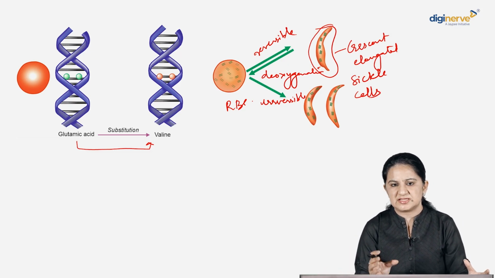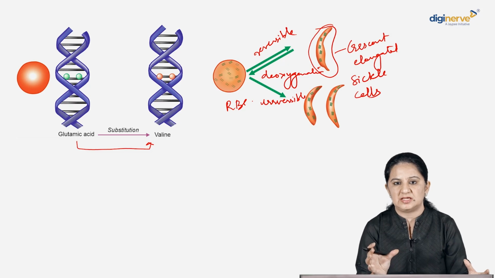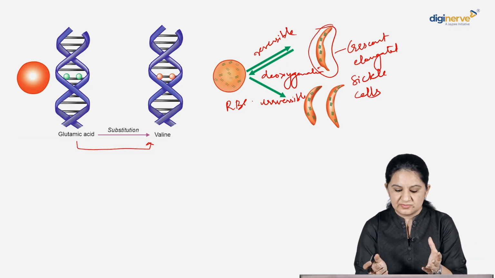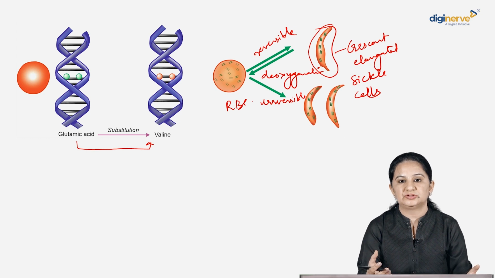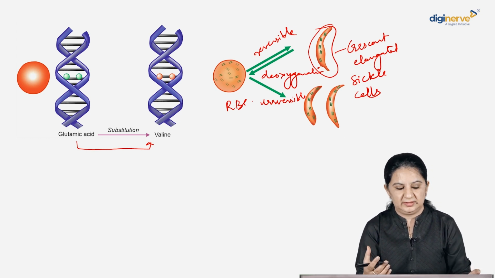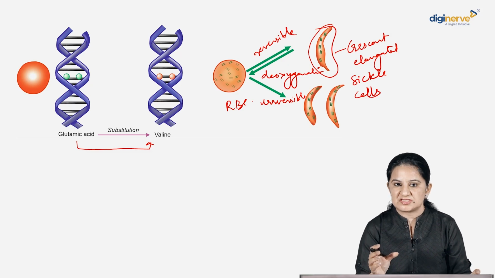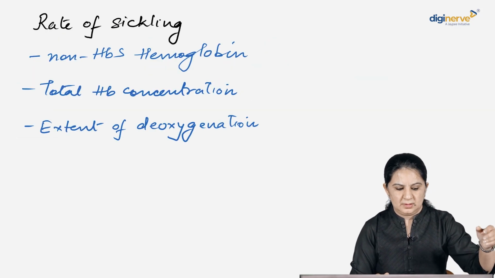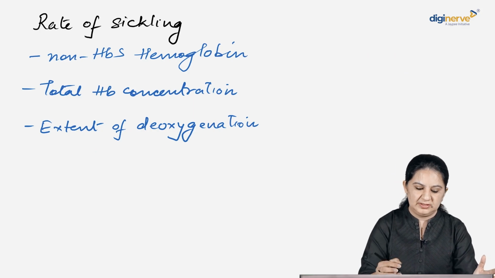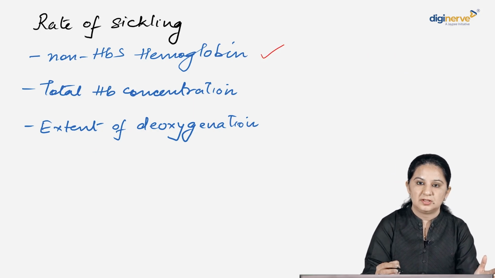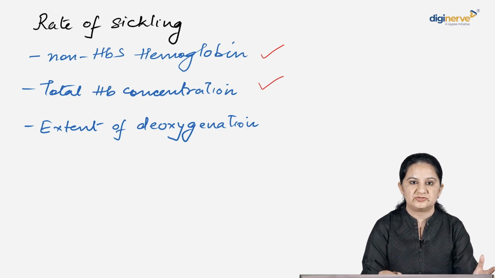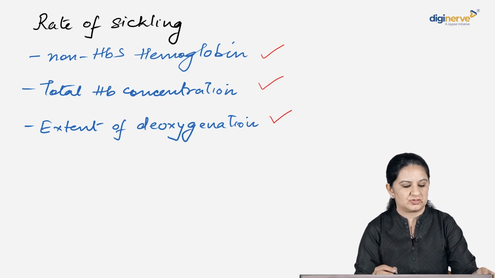Now these sickle cells are very sticky, they stick together and form infarcts which cause vascular occlusion in various organs like lung, heart, eyes, skin, retina, etc. So the rate of sickling in these patients depends on, definitely, the presence of non-sickle hemoglobin, the total hemoglobin concentration and the extent of deoxygenation.